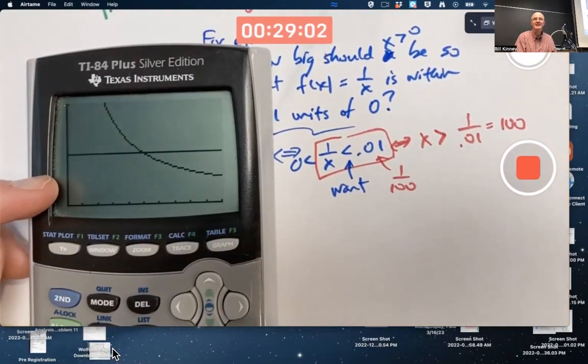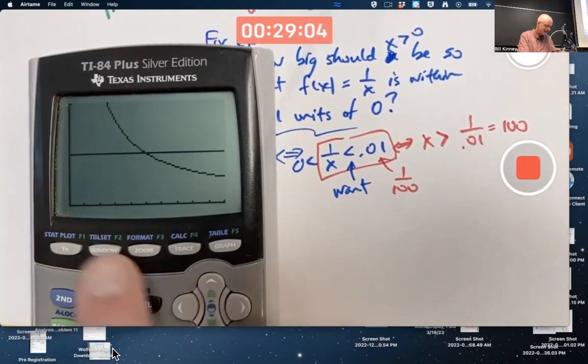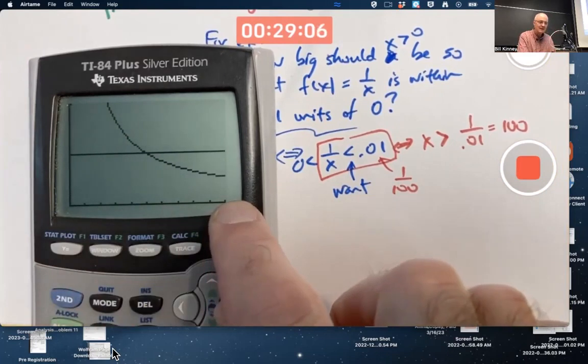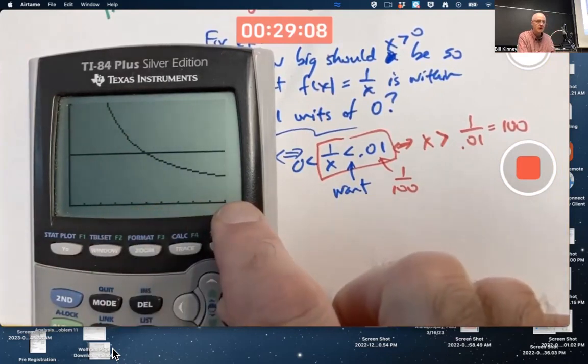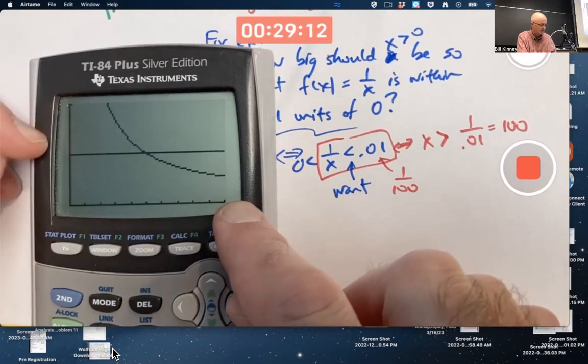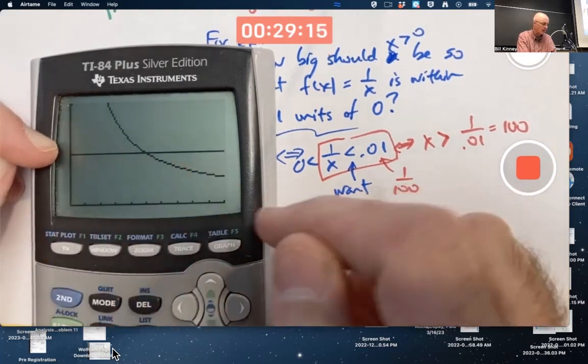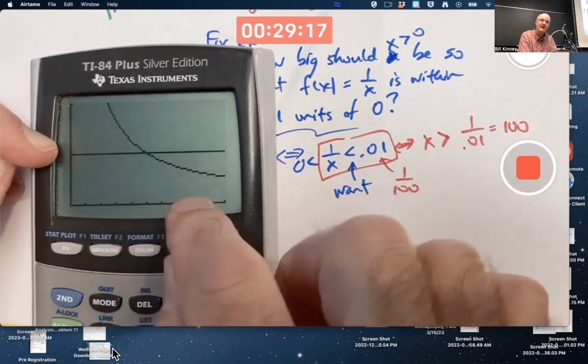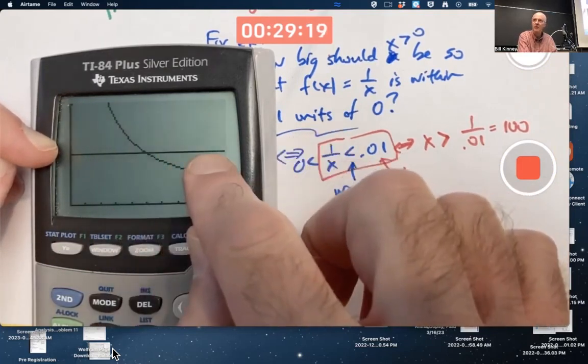All right, here's what the graph looks like. x is going from 0 to 200. These tick marks are 20 units apart. y is going from 0 to 0.02. There's 0.01. There's our horizontal line at 0.01. Once we get past 100, then the function is below 0.01.